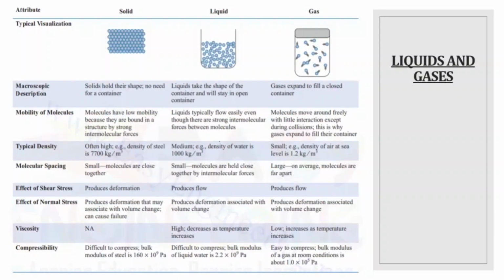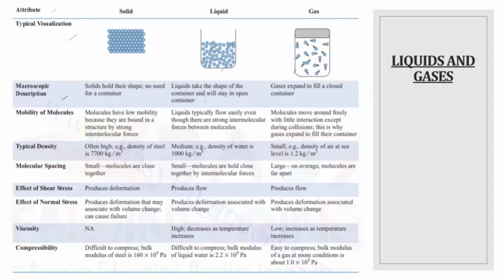This is the illustration for us to differentiate solid, liquid, and gas. As we can see, there are attributes here, then the typical visualization. This is a typical visualization for solid, but we are more concerned with liquids and gases because we are talking about fluids. This is liquid, closely spaced but not very close. Then this is gas. Now, the macroscopic description.